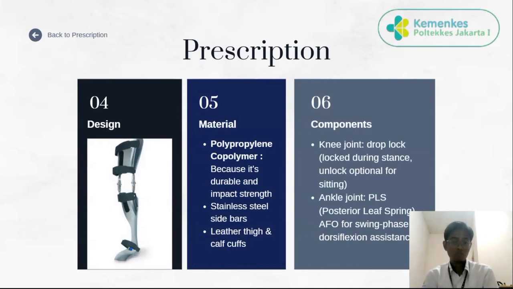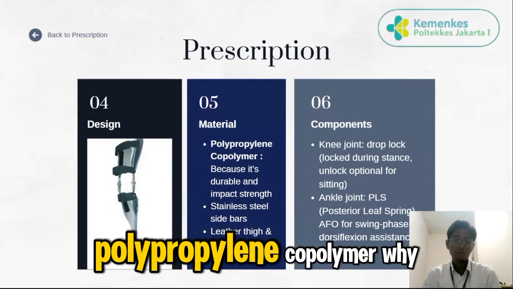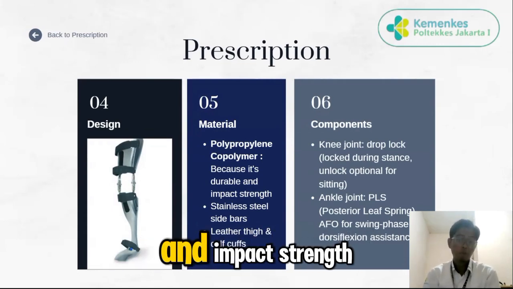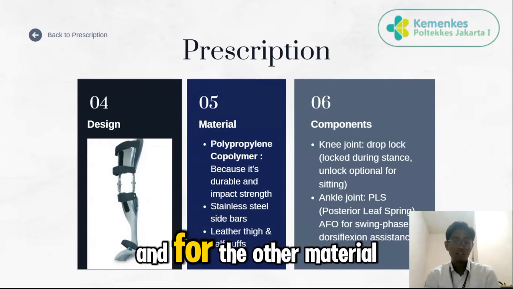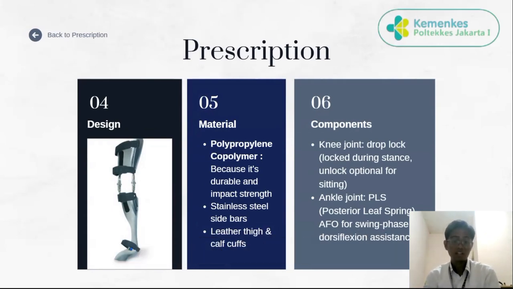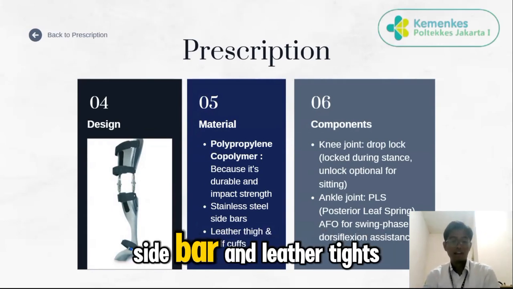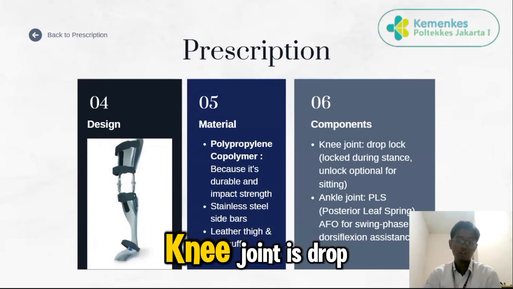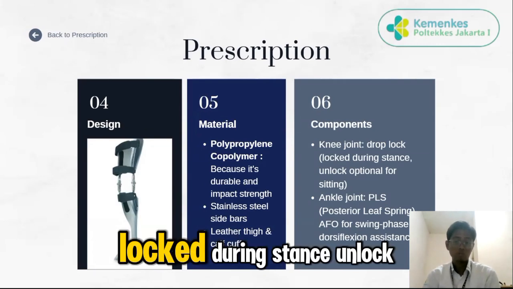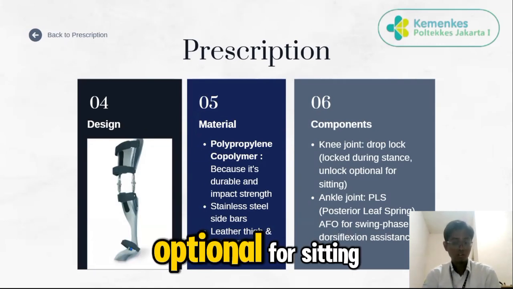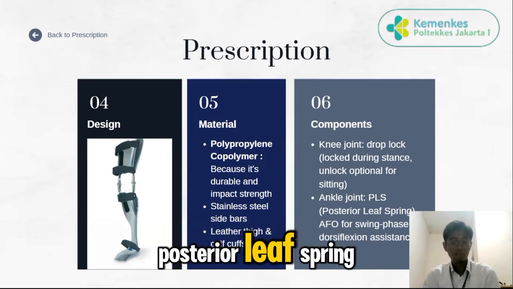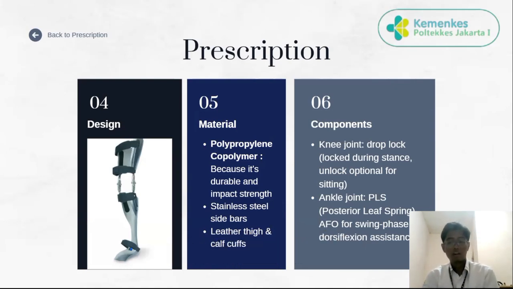For the material, we will use polypropylene copolymer. Why? Because it is durable and has impact strength. And for the other materials, we will use a stainless steel sidebar and leather thigh and calf cuffs. And for the components, the knee joint is a drop lock, locked during stance, unlocked optionally for sitting. And the ankle joint is a PLS, posterior leaf spring, EVO for swing phase dorsiflexion assistance.